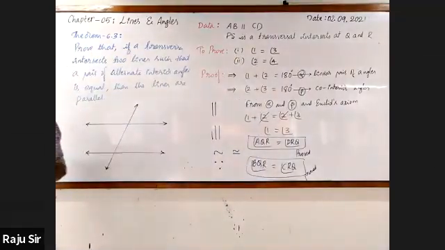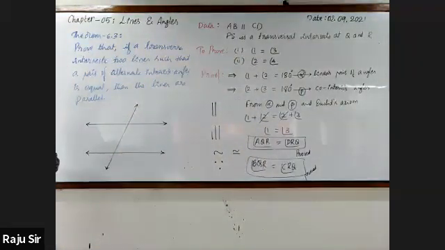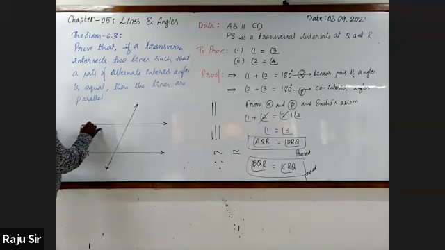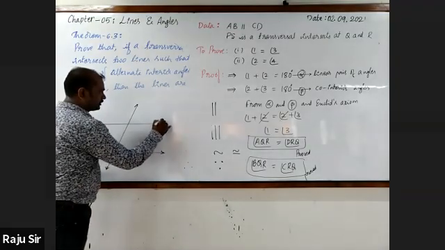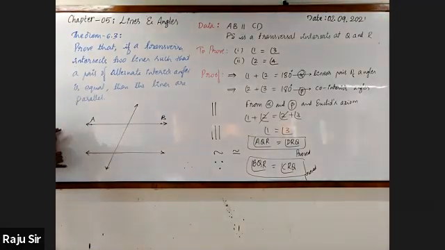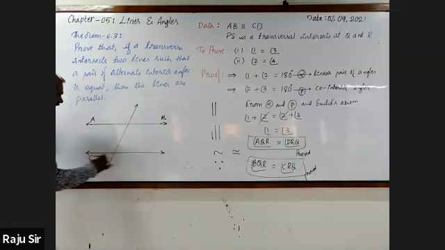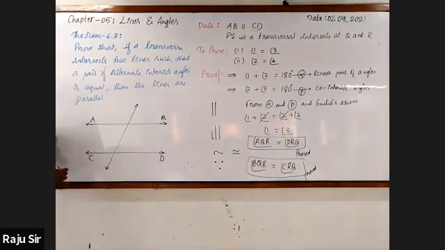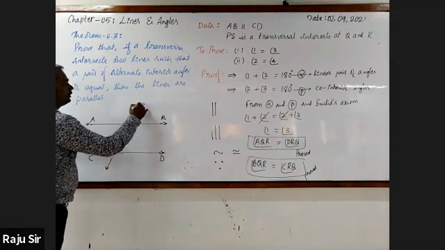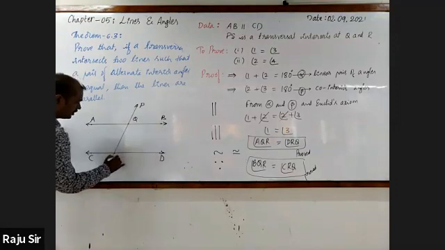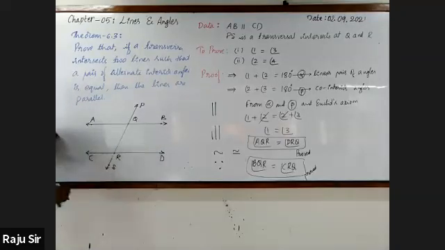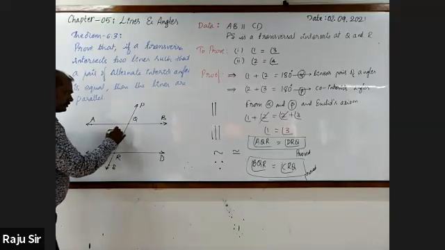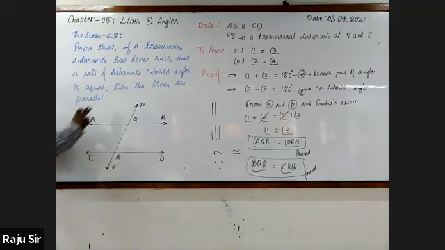writing. Okay. Here, two lines are there. Name these lines. AB is the first line. Mark it with me. CD is the second line. Then P, Q, R. Q and R. Okay. They have given alternate interior angles. Whether they are equal or not.